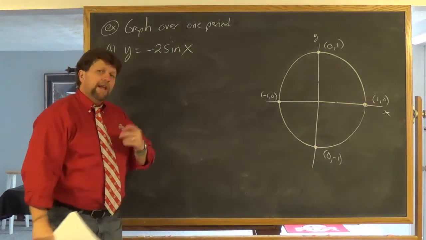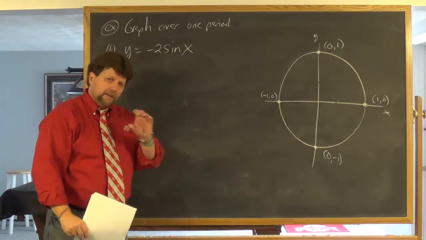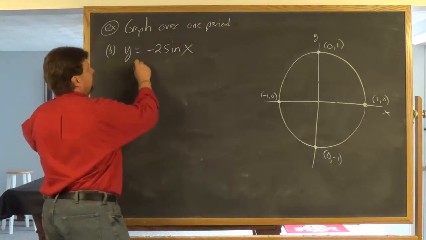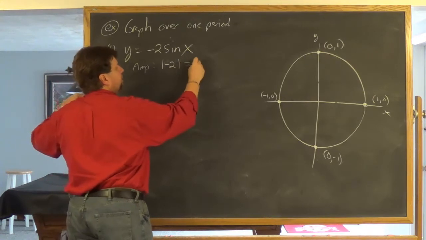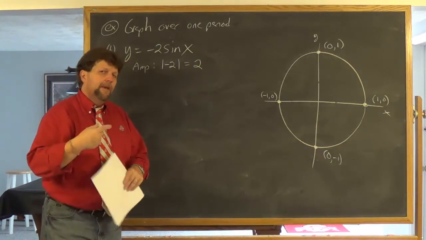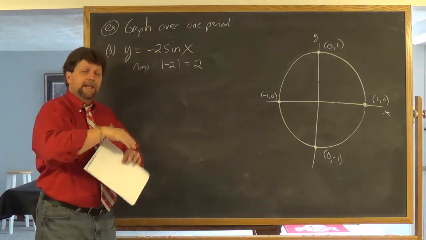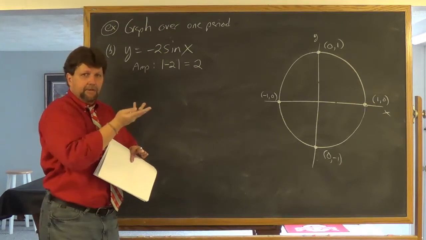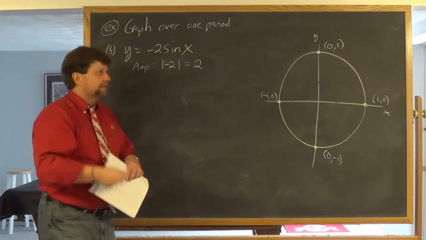So let's sketch the graph of negative 2 sine x over 1 period. First thing I'd like to do is determine what is the amplitude. Well, the amplitude is the absolute value of negative 2, which is 2. Now, some of you may remember from college algebra, putting that negative sign out front would take the graph of 2 sine x, which we just did, and kind of flip it around the x-axis. But I'll pretend like I don't remember that from college algebra.